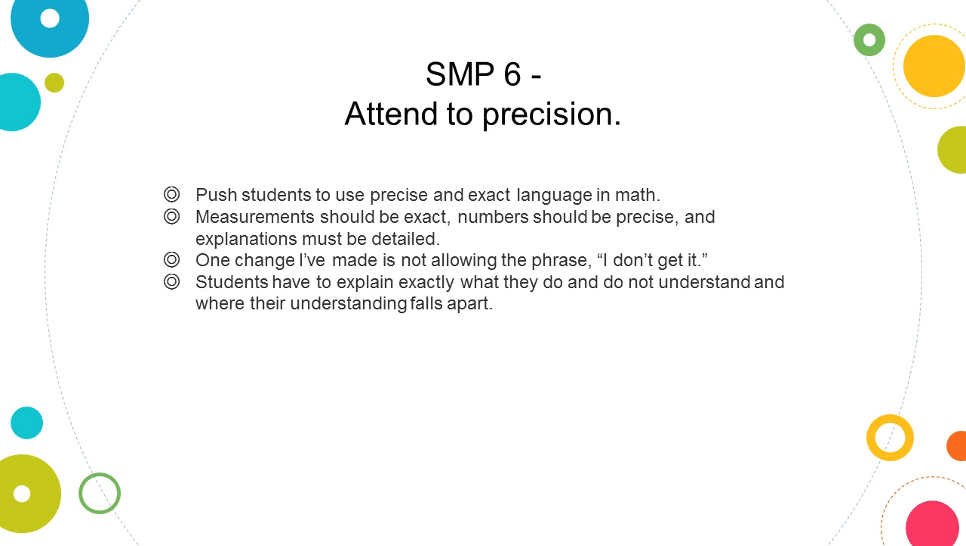One change I've made in my own classroom is to not allow the phrase, "I don't get it." Students need to explain to me exactly what they don't get or exactly what they don't understand and where their understanding falls apart. And then I can work through the problem with them when I know where they are and when they have verbalized their solution attempts.